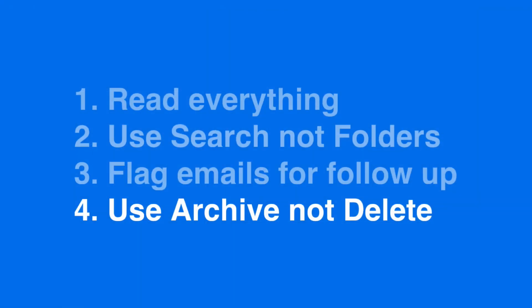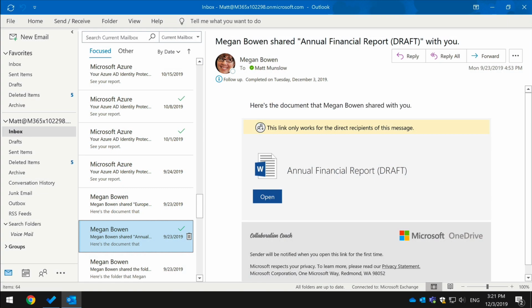Now, I've already mentioned that I don't delete anything. So surely that's going to lead to a very big mailbox. Well, what I do instead is archive. So I make sure that everything gets deleted after a certain period. So usually it's 6 months. You can set what's called an auto archive on Outlook, which will basically delete everything after 6 months.